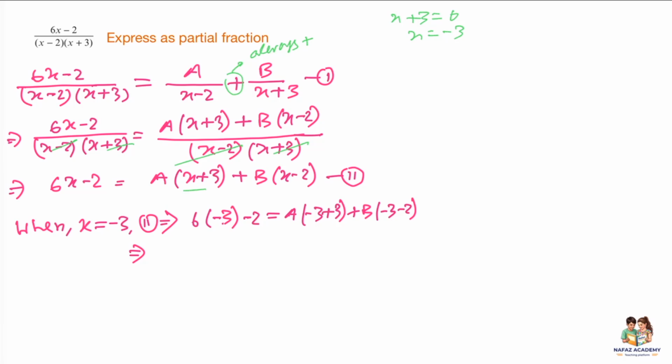So what is the value? Minus 3 times 6, minus 20. Yes, I'm using the calculator. The A part is 0, as I said. Minus 5B. B equals minus 20 over minus 5, that is 4. Yes, 4.